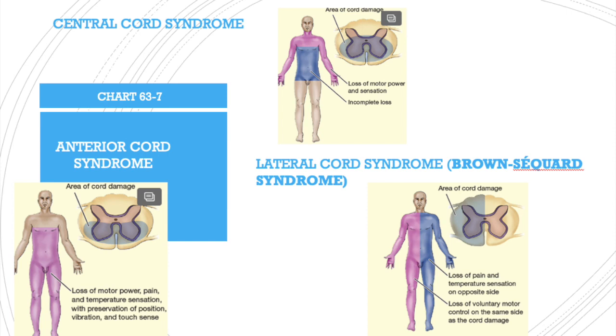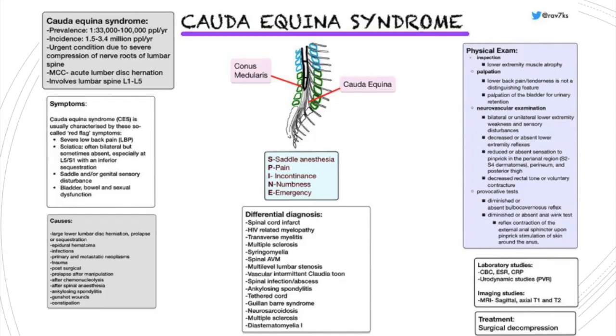We can have lateral cord syndrome, which is known as Brown-Séquard syndrome, and this is where we have contralateral loss of pain and temperature sensation. And then we have loss of voluntary motor control on the same side as cord damage. So that's really interesting how that occurs. So as you can see, depending on the area of cord damage or cord compression, we're going to see different types of sensory and motor loss.